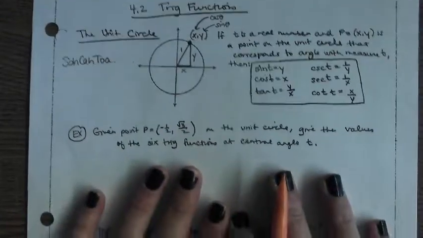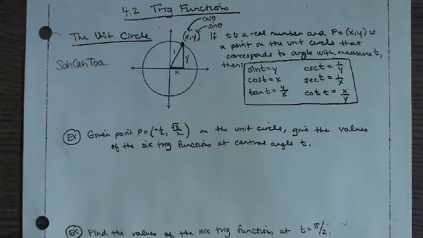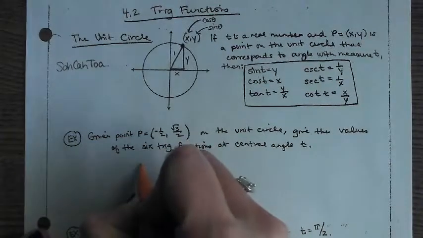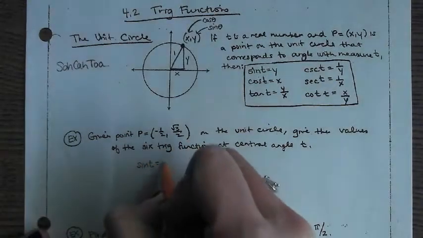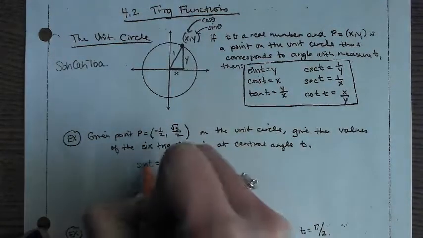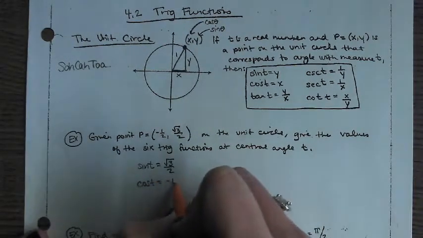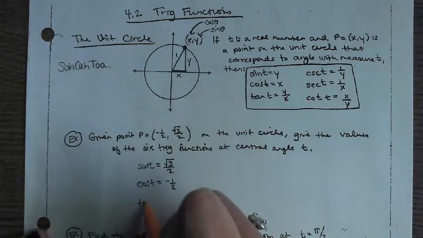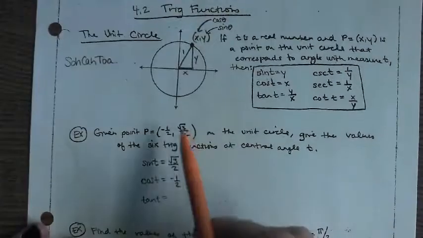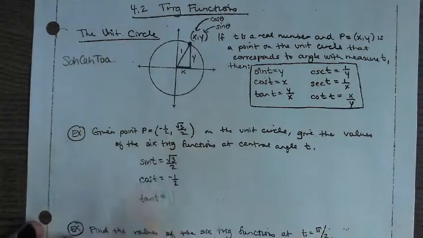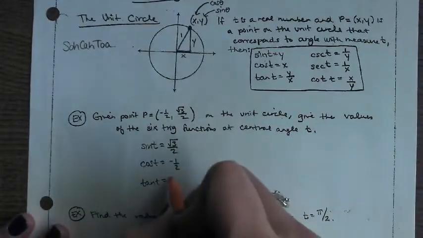So in this first example, if you're given a point on the unit circle, give the values of the 6 trig functions at the central angle t. So the sine of t is just your y-coordinate, root 3 over 2. The cosine of t is just your x-coordinate, negative 1/2. The tangent of your t is just your y-coordinate divided by your x-coordinate, which will be what?